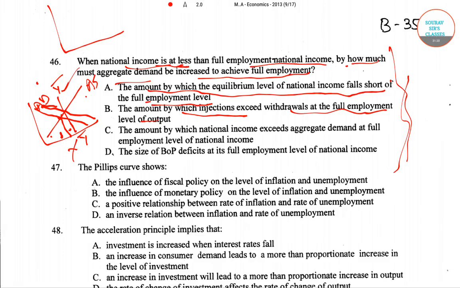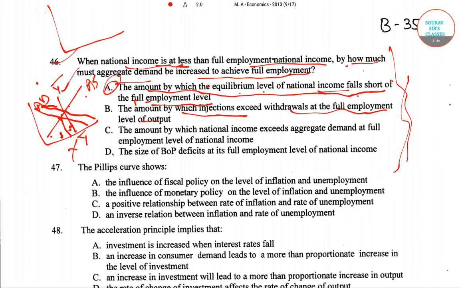So for this, we know the amount by which the equilibrium level of national income, which is this, falls short of the full employment level. So the aggregate demand curve will shift until this level. So we would conclude that option A is the right answer for question number 46. Now we'll go straight to question number 47.